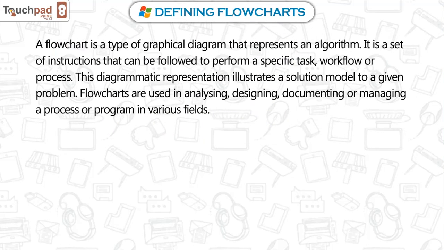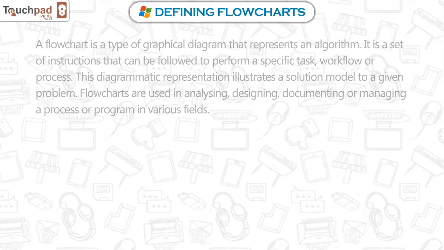Defining flowcharts. A flowchart is a type of graphical diagram that represents an algorithm. It is a set of instructions that can be followed to perform a specific task, workflow, or process. This diagrammatic representation illustrates a solution model to a given problem. Flowcharts are used in analyzing, designing, documenting, or managing a process or program in various fields.